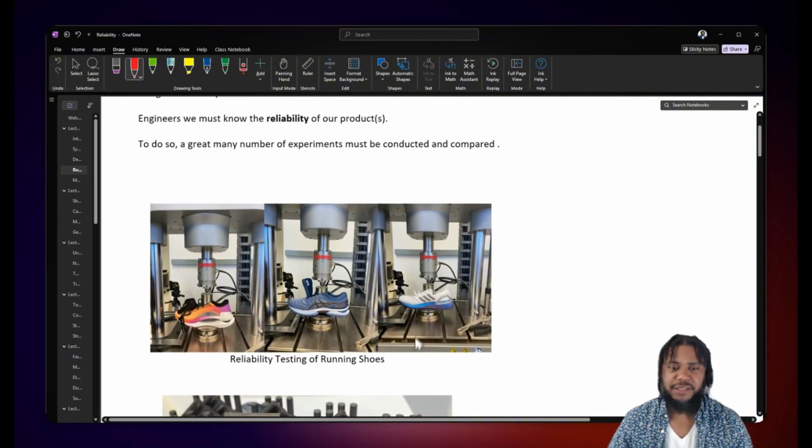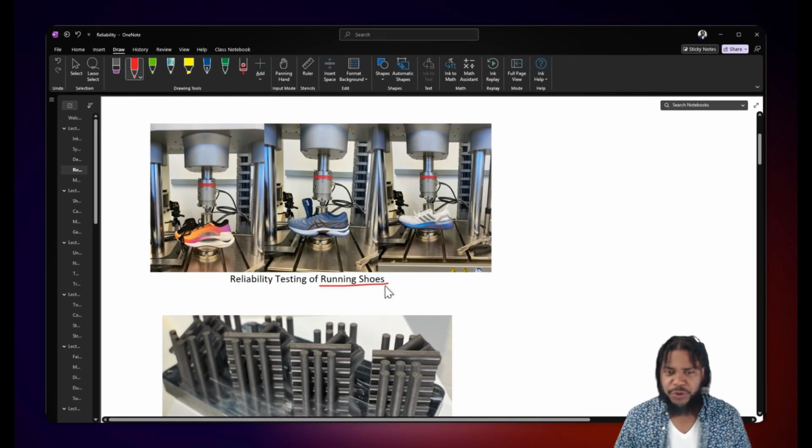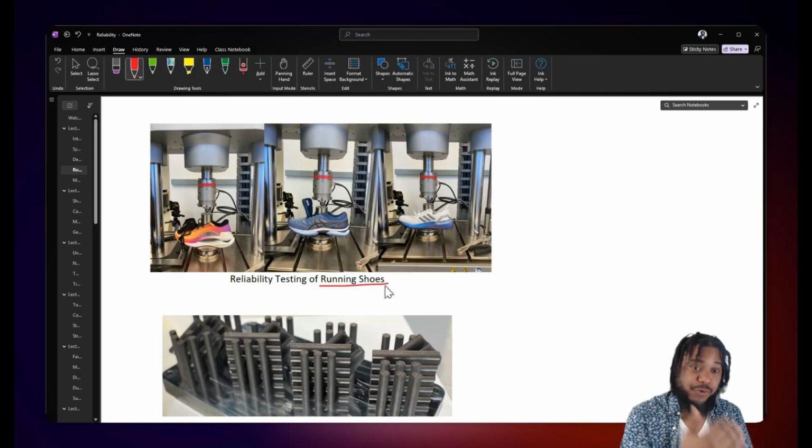One example we can look at is running shoes. If we were to design a new world-class running shoe, we would need to manufacture many prototype shoes, and then we'd need to test their ability to undergo wear and to survive out to a certain number of cycles or steps to failure, right? And we'd want to know the reliability of our shoe to know if it is world-class performing, if it's the best shoe on the market, or if it is a poor design that we need to go back and reiterate, innovate on, and improve.